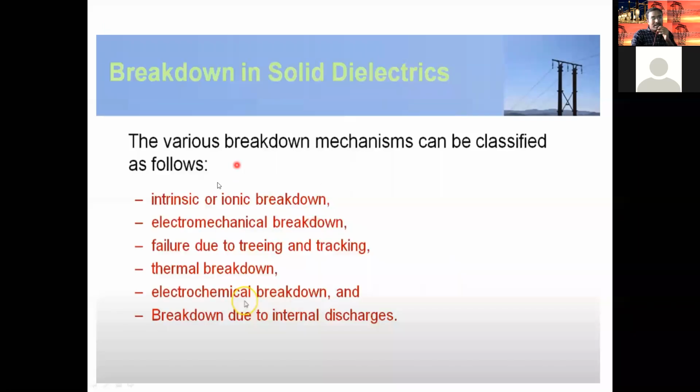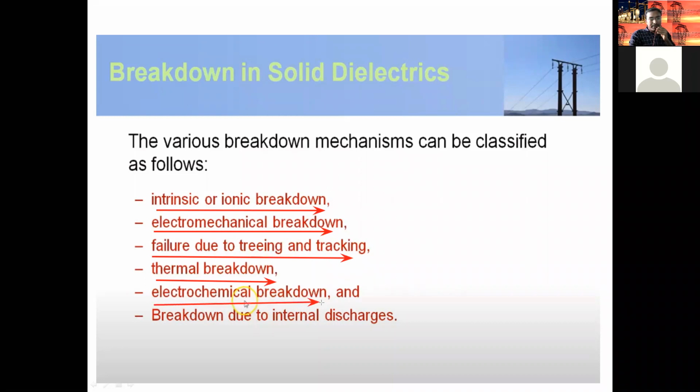Next, various methods of classification of solid type dielectric material. To analyze the performance of solid type dielectric materials, these are the different types of mechanisms. By using these mechanisms, we can understand the concept of solid type dielectric material. First one, intrinsic or ionic breakdown. Second, electromechanical breakdown. Next, failure due to tearing and tracking. Next, thermal breakdown. Next, electrochemical breakdown. Finally, breakdown due to internal discharges.